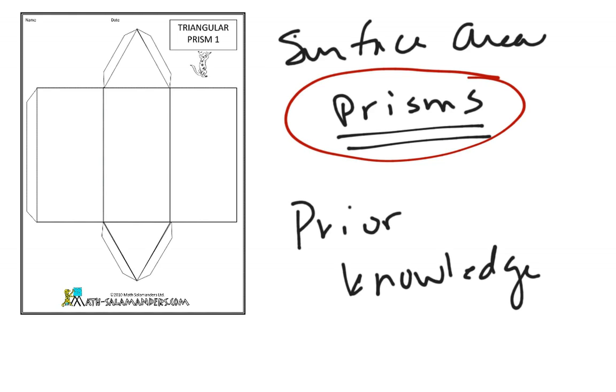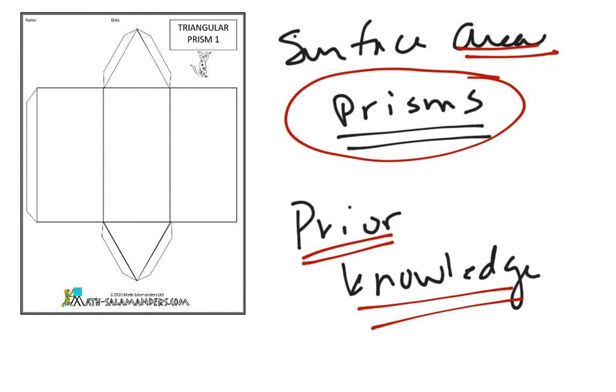Today it's prisms. And so, of course, you're going to put your prior knowledge to use. I know you know something about area, so you could predict what surface area might be, and then I know you know what prisms are.